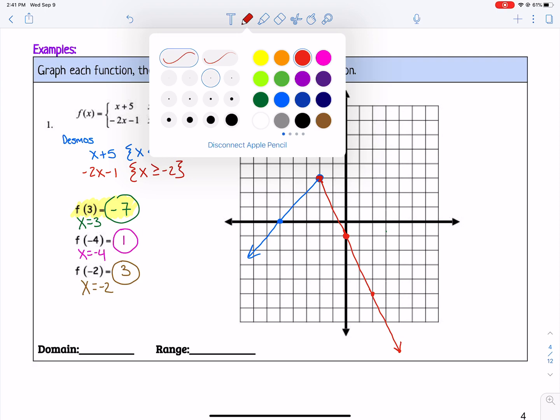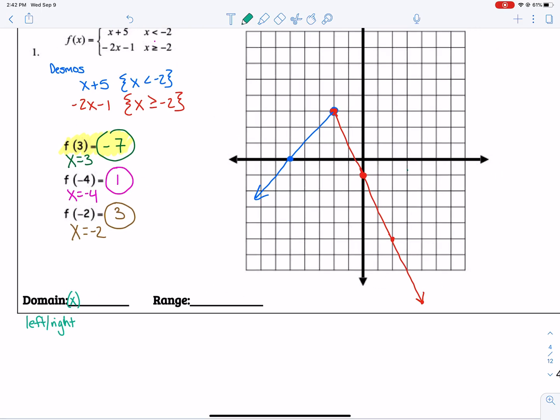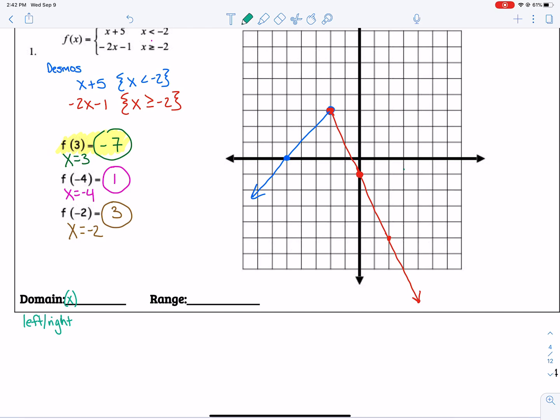So for the domain, we want to think about how far our graph goes left to right and write it in that order. And we're thinking of our x values just like we always do for domain. So think about left to right, how far could I go on this graph? I could go left forever because it points in that direction to the left with that blue part of my graph. And I could continue going all the way to the right. So we would say that the domain is from negative infinity to positive infinity.